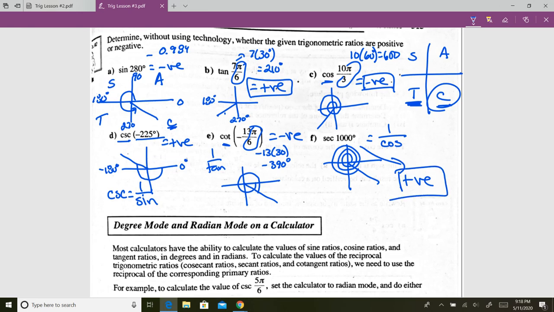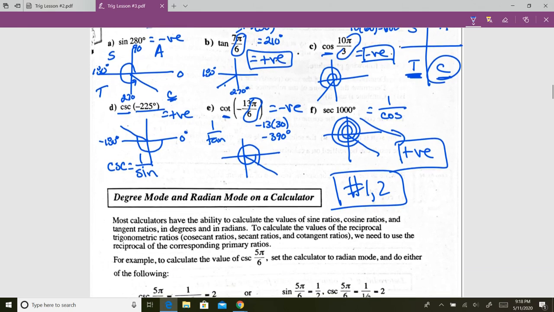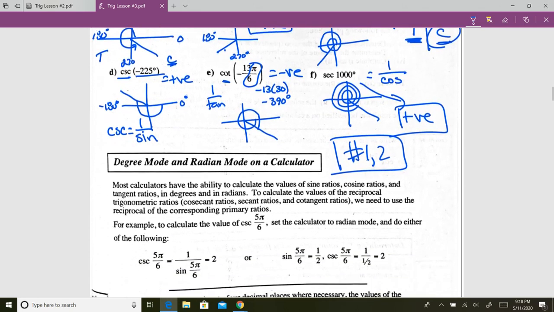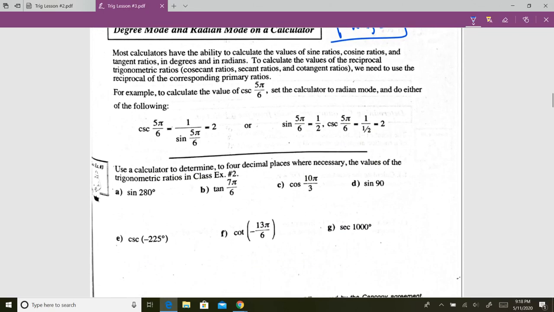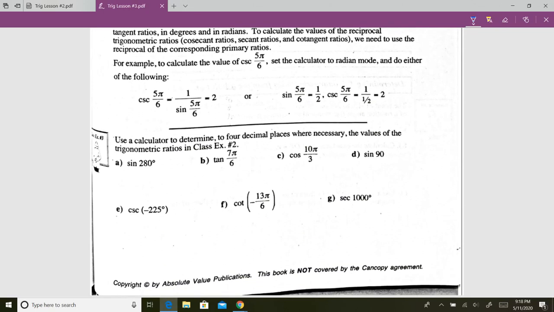All right, I'm going to give you a quick break. I'd like you to practice questions number 1 and 2. That's what I would do if we were doing it in class right now. And then please go get a calculator for the next section. All right, I'll see you back here in 2 seconds. Okay, hopefully that was okay for you guys.